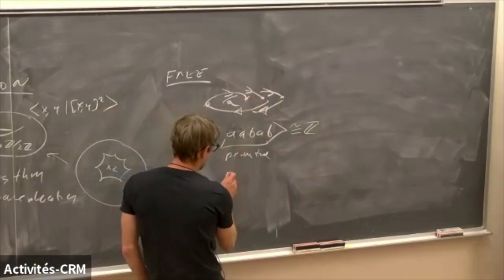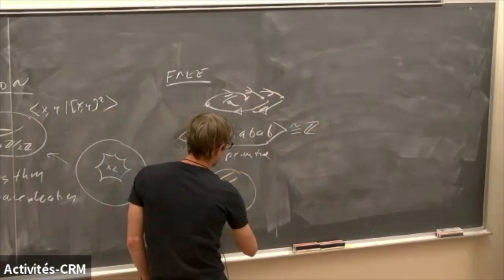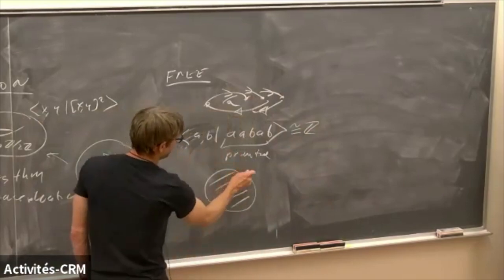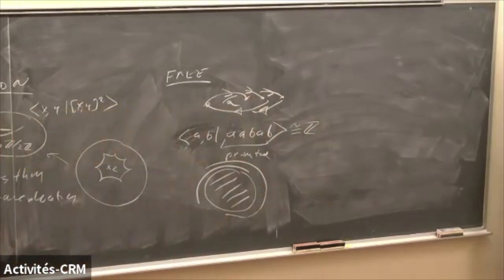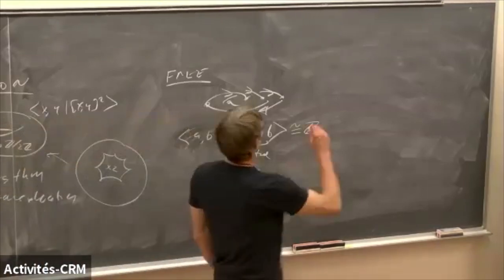Well, it's kind of a funny picture. So you take a disk, and then there are going to be two sub arcs of this disk that are going to read off the same letters, and they're going to get glued together. But, all right. Okay.